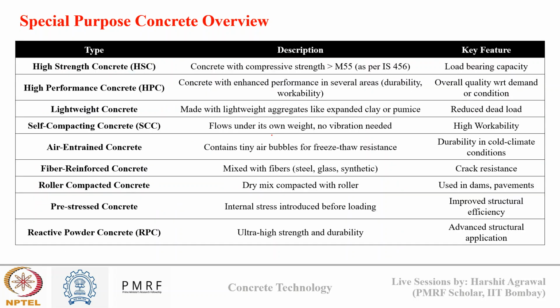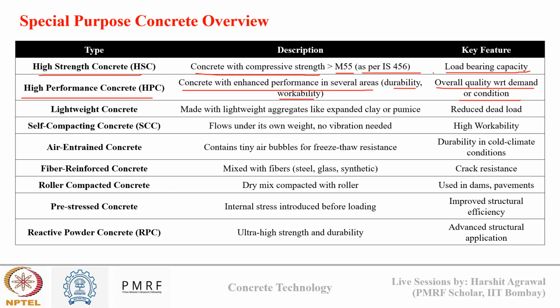So this table just gives an overview of some of the common categories of special purpose concrete, how they are described and what are their key features. So you can see high strength concrete. It refers to a concrete with compressive strength more than M55 grade as per IS 456, and its key feature is the enhanced load bearing capacity. Then we have high performance concrete, which has enhanced performance in several areas like durability or workability. And what is its key feature? It is the overall quality with respect to demand or condition.